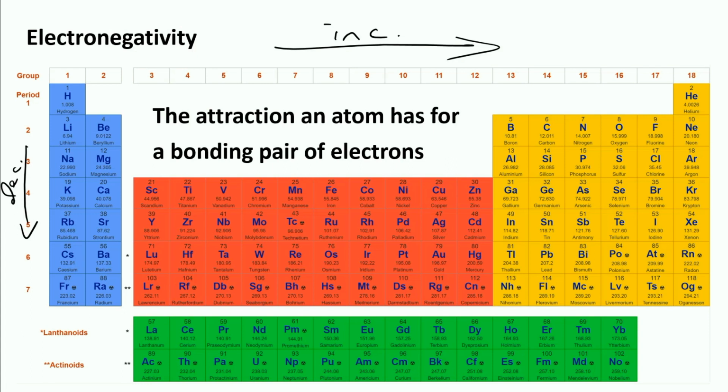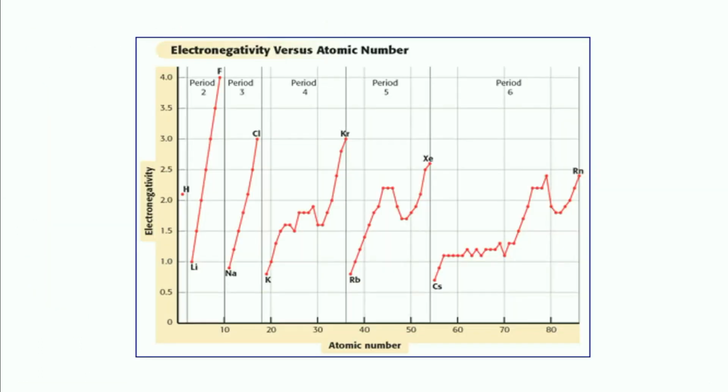Well, as we go across the table, we have more and more protons attracting those valence electrons more strongly. So it's harder to remove them in terms of ionization energy, because those electrons are more strongly attracted. In terms of electronegativity, that's the attraction that the atom has for those electrons. So the reason that it increases across the table and decreases down the table is essentially exactly the same as that for ionization energy.